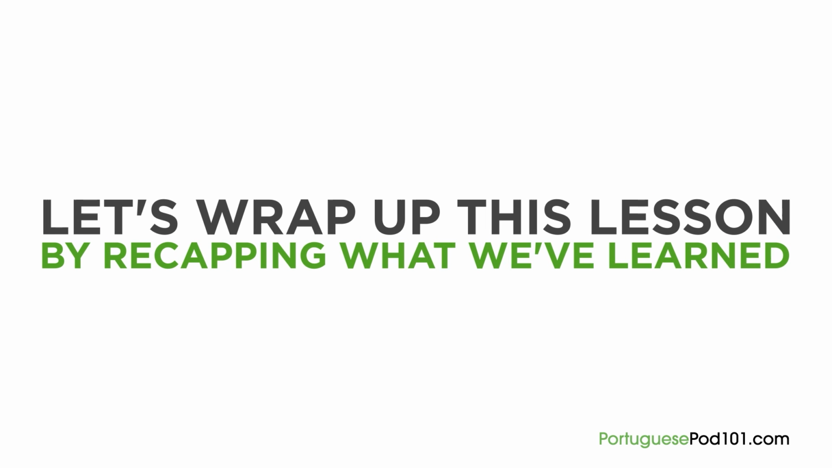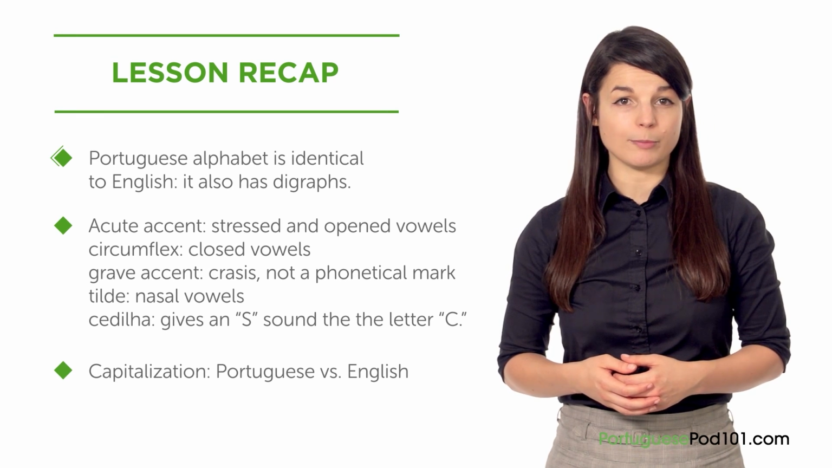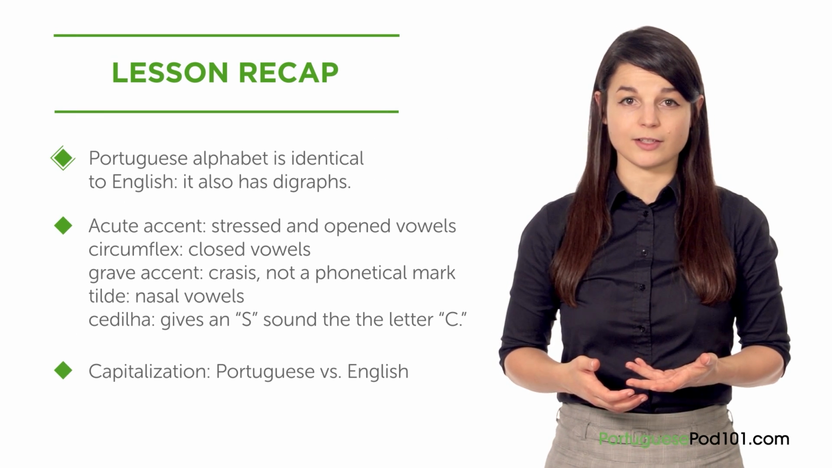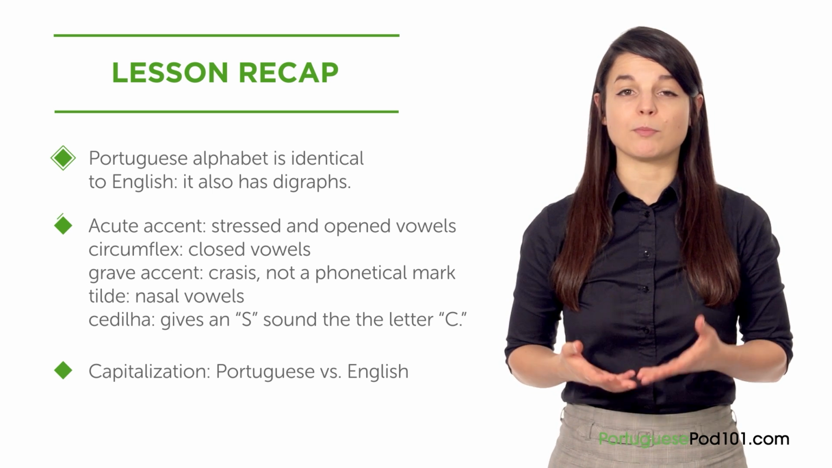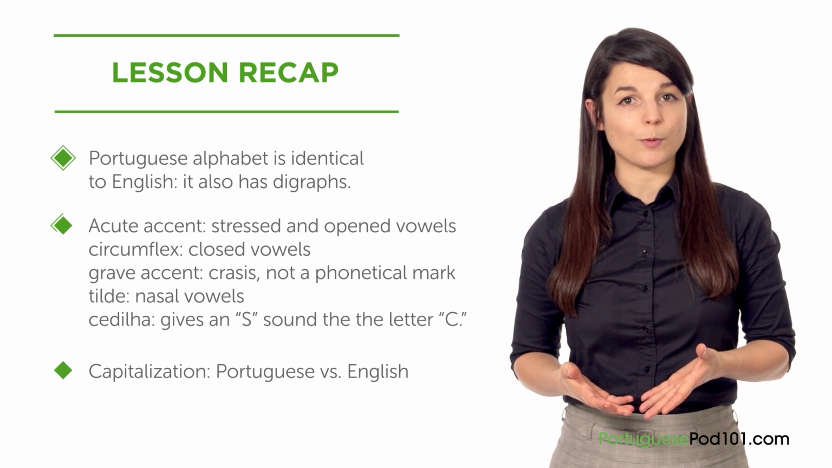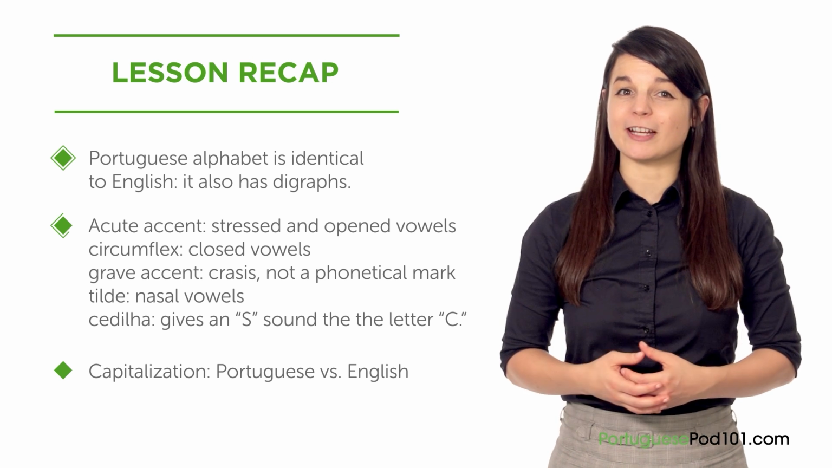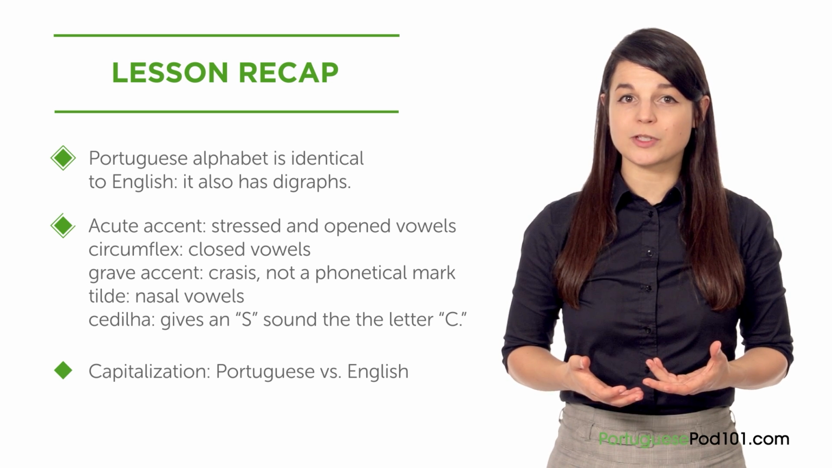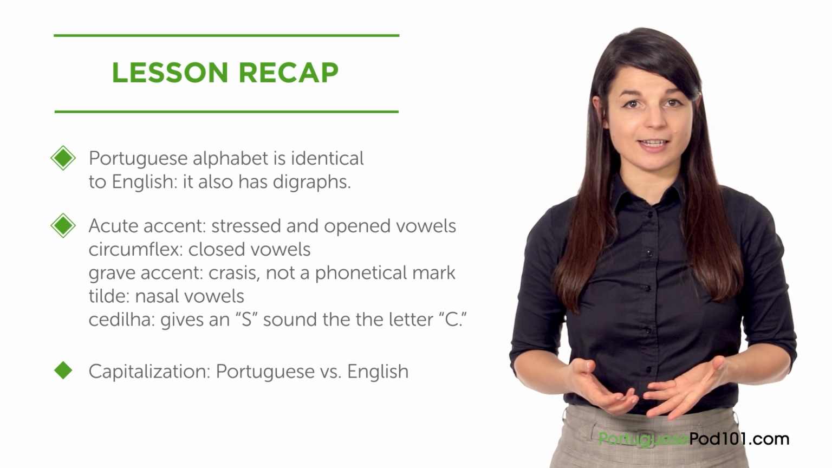Okay, let's wrap up this lesson by recapping what we've learned. In this lesson, you learned that the Portuguese alphabet is identical to the one used in English and also has digraphs. You learned that acute accents indicate both stressed and open vowels, circumflexes indicate closed vowels, the grave accent always indicates crasis and is not a phonetic mark, the tilde is used to mark nasal vowels, and the cedilla gives an S sound to the letter C.